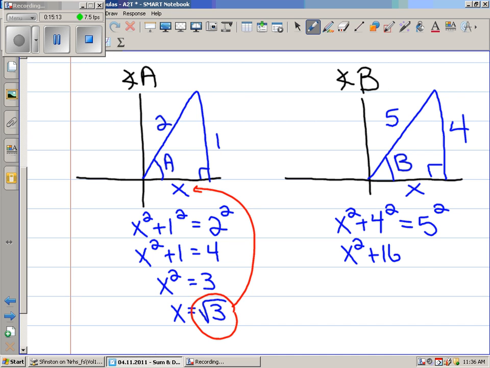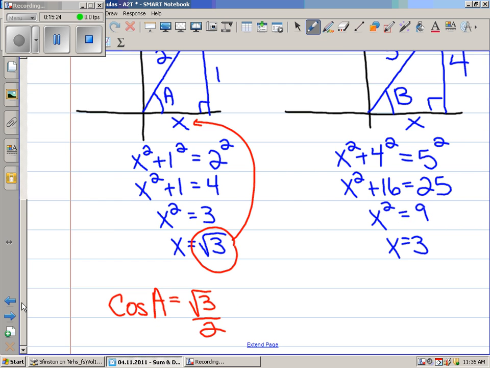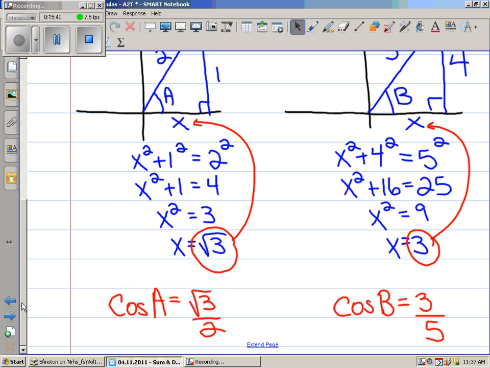X squared plus 16 equals 25. X squared equals 9, and x is going to be equal to 3. And this is absolutely, amazingly fantastic. You know why? I'll tell you why. Because you were missing the cosine of b, and now we know that the cosine of b is how much? It's not just 3. 3 over 5. It's 3 over 5.